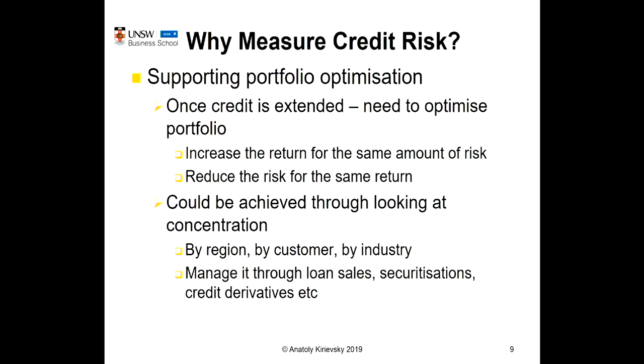Or I have some fears about where the market might be going in terms of the apartments, so I'm overweight in the apartments. Right? Or I have too much exposure to the commercial property sector. So that's knowing where the credit risk is, you can optimize your portfolio. And how you do that is you can sell some of the loans, you can securitize some, or you can hedge some of your risk through credit derivatives.